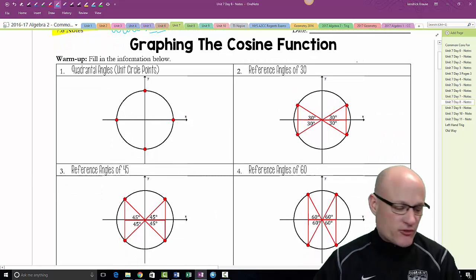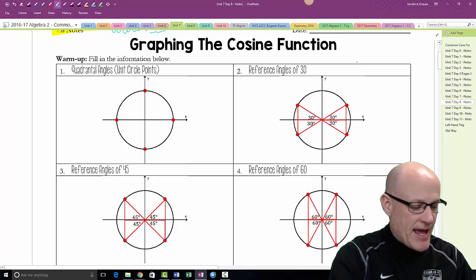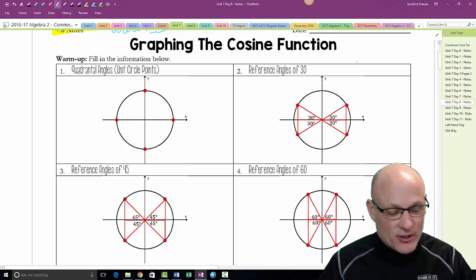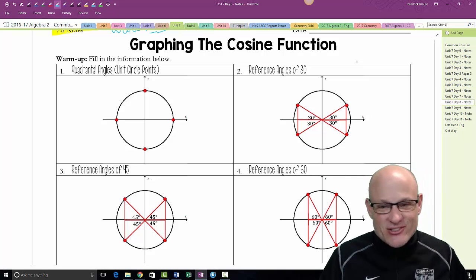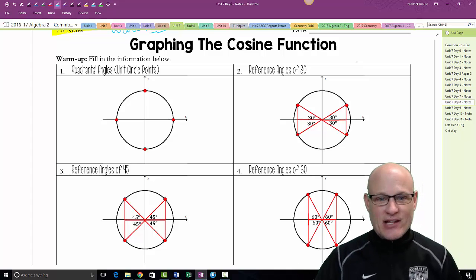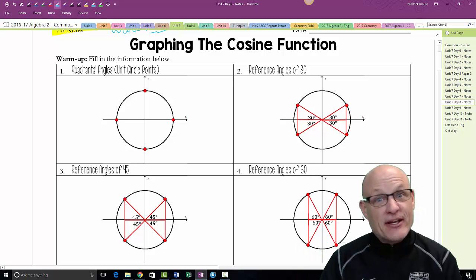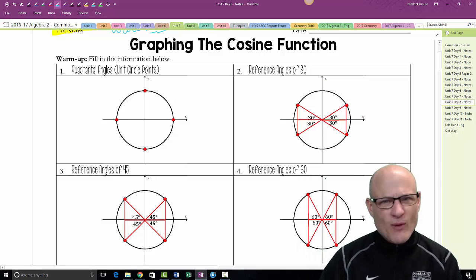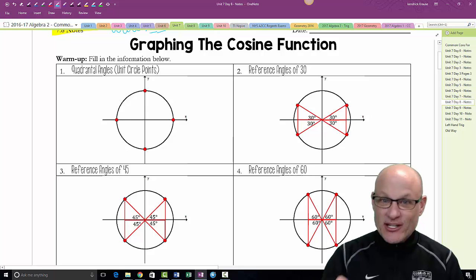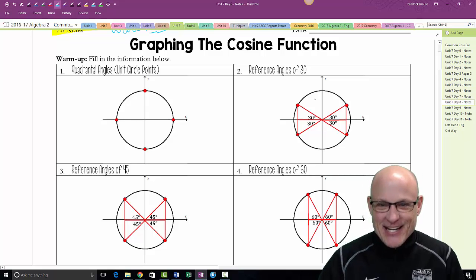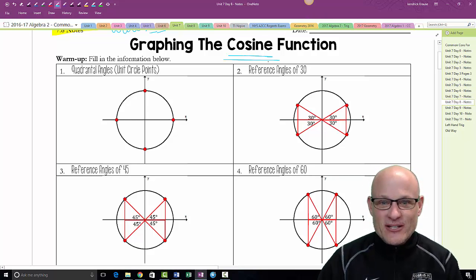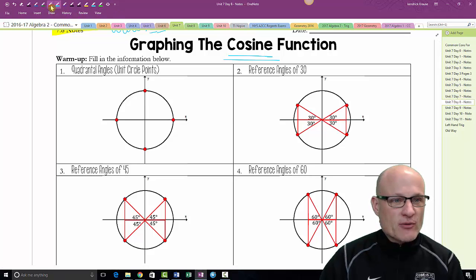Graphing the cosine function. So we just spent a day and a half or 2 days graphing the sine function. The cosine function looks and feels and acts a lot like the sine function, but it's only got a phase shift off. It's a little shifty. I don't think anybody understands what little shifty means.